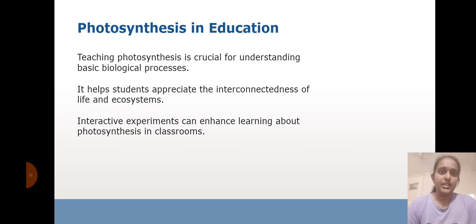Photosynthesis in education. Teaching photosynthesis is crucial for understanding basic biological processes for the students and everyone. It helps students appreciate the interconnectedness of life and ecosystems. Interactive experiments can enhance learning about photosynthesis in classrooms.